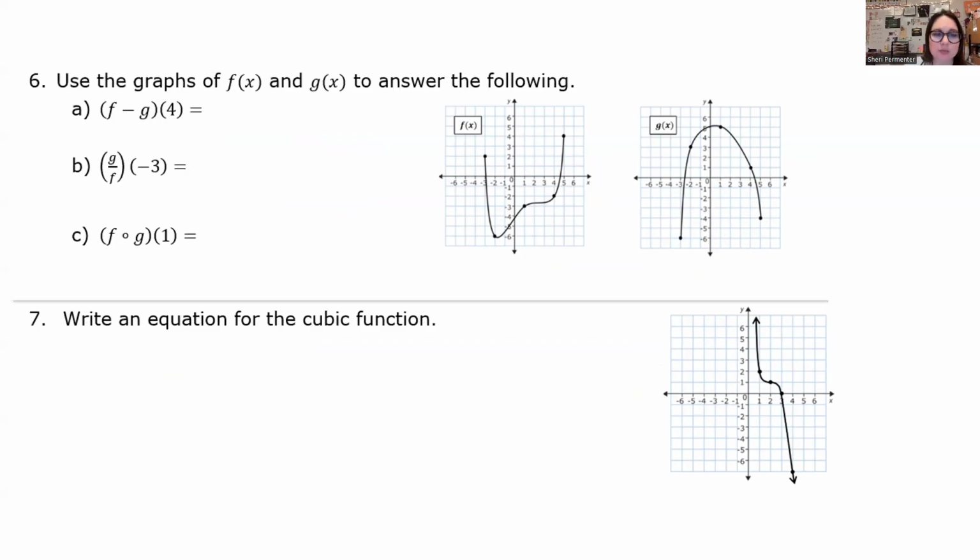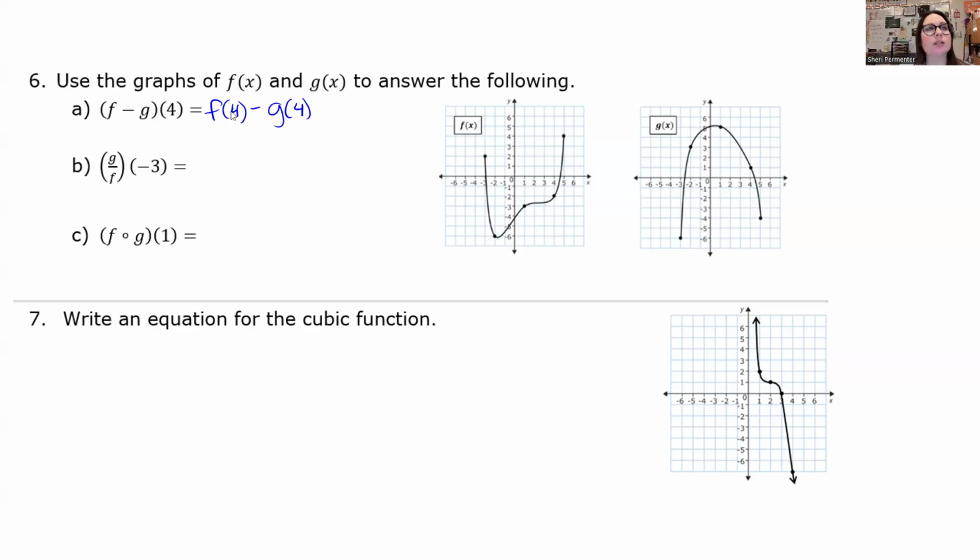So our first step is to rewrite. This means f of 4 minus g of 4. F of 4 minus g of 4. And the way that we get the values for these is by looking at the graphs.